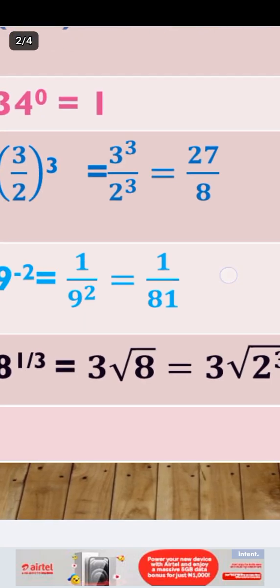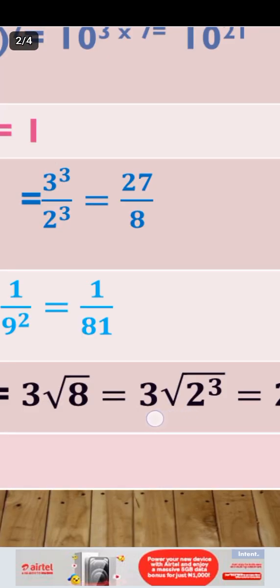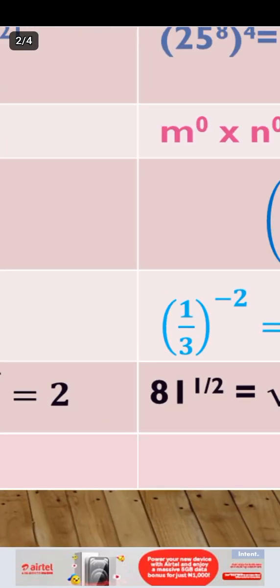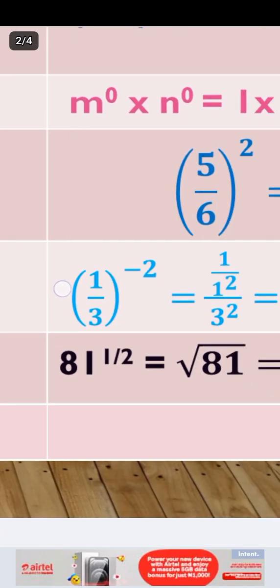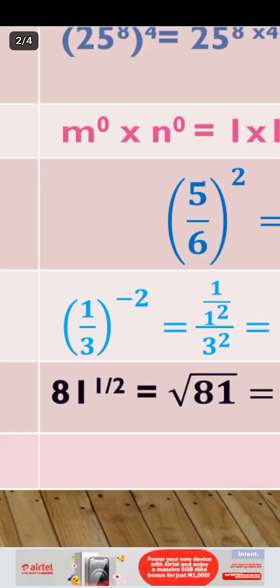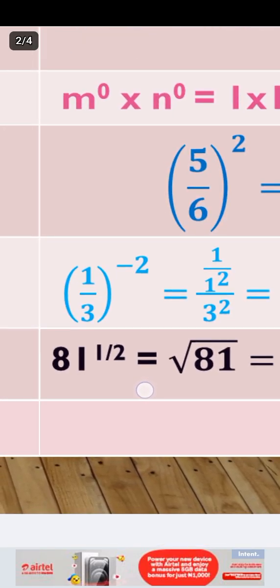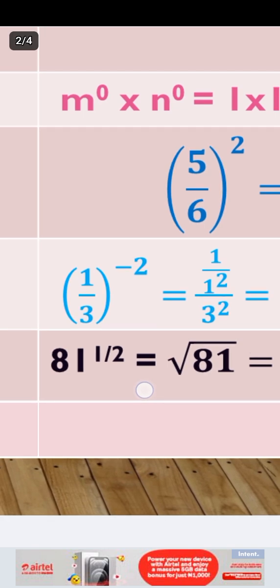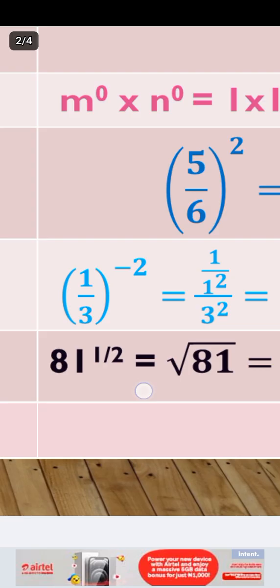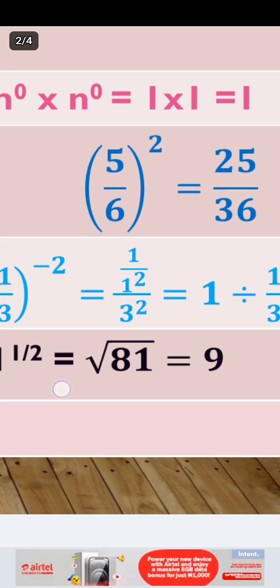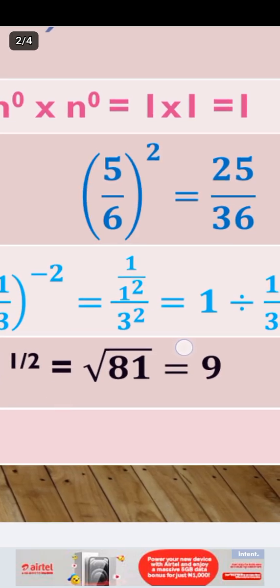So let's go ahead. The next one we are going to take a look at is another example of fractional indices. 81 raised to power 1 over 2. The denominator will assume the root, while 1, the numerator, will become the power to which the 81 will be raised. And that will give us the square root of 81 raised to power what? 1. And automatically we have what? 9.